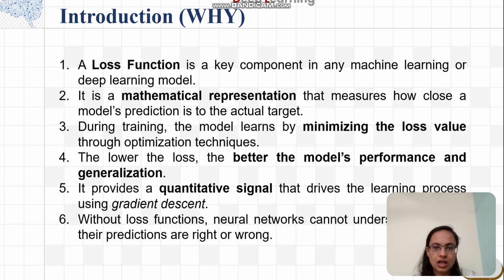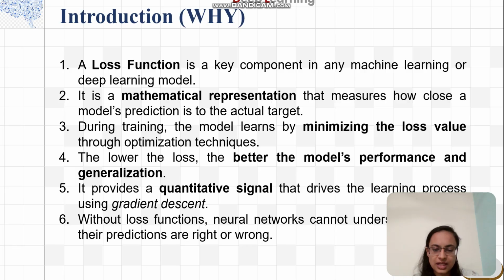So let's begin. Basically, a loss function is one of the most important components of any machine learning or deep learning model. It acts as a mathematical tool that measures how far the model's predictions are from the actual values. During training, our goal is to minimize this loss, meaning we want our predictions to be as accurate as possible. The model learns through optimization algorithms like gradient descent, which adjust the internal weights based on the loss value. The smaller the loss, the better the model's performance and ability to generalize to new data.